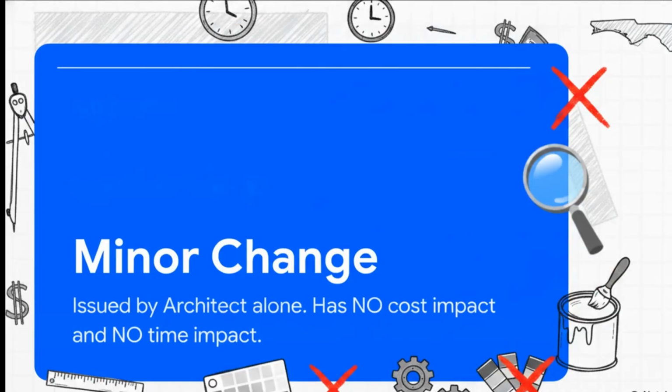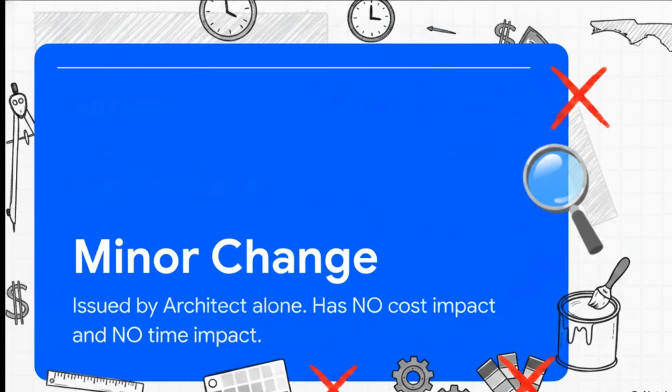And wait, there's a third, very specific type of change to clarify here. A minor change in the work. This is issued by the architect alone. They do not need the owner's signature, and they definitely don't need yours. Why? Because legally, a minor change has absolutely no cost impact and no time impact.